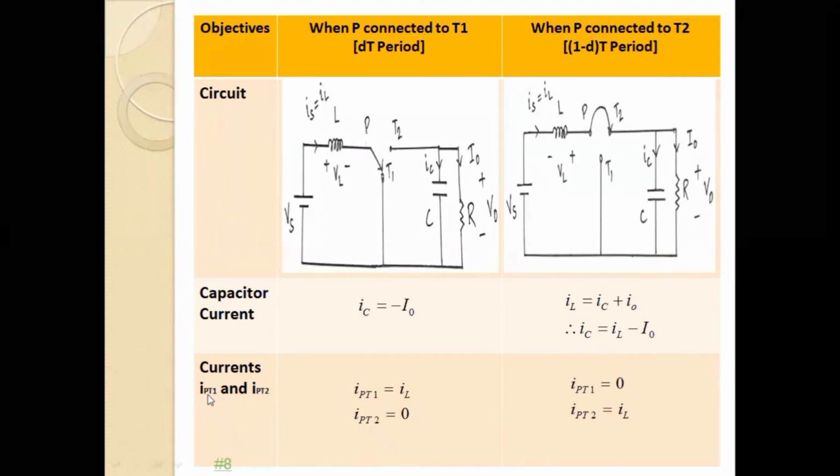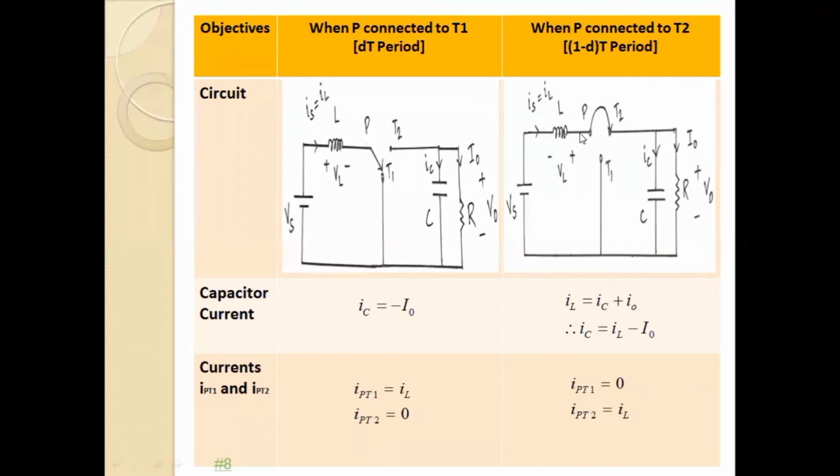Okay, now PT1 current, IPT1, IPT2. Now P to T1, in this circuit, current is flowing from P to T1 only, right? This current is flowing in this direction only. So P to T1 current will be positive. And what will be the current P to T1? Obviously IL, the current flowing through the inductor. So IPT1 is IL. P to T2, it's open, so no current will flow from P to T2. So IPT2 is equal to 0.